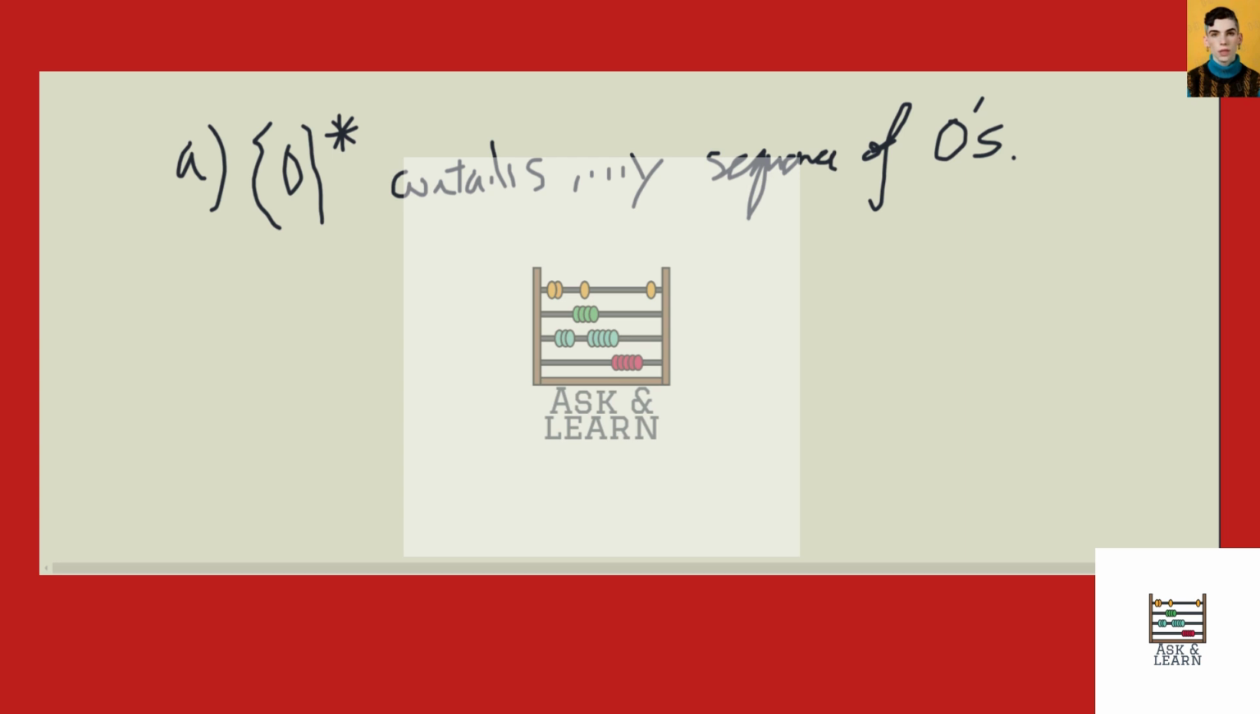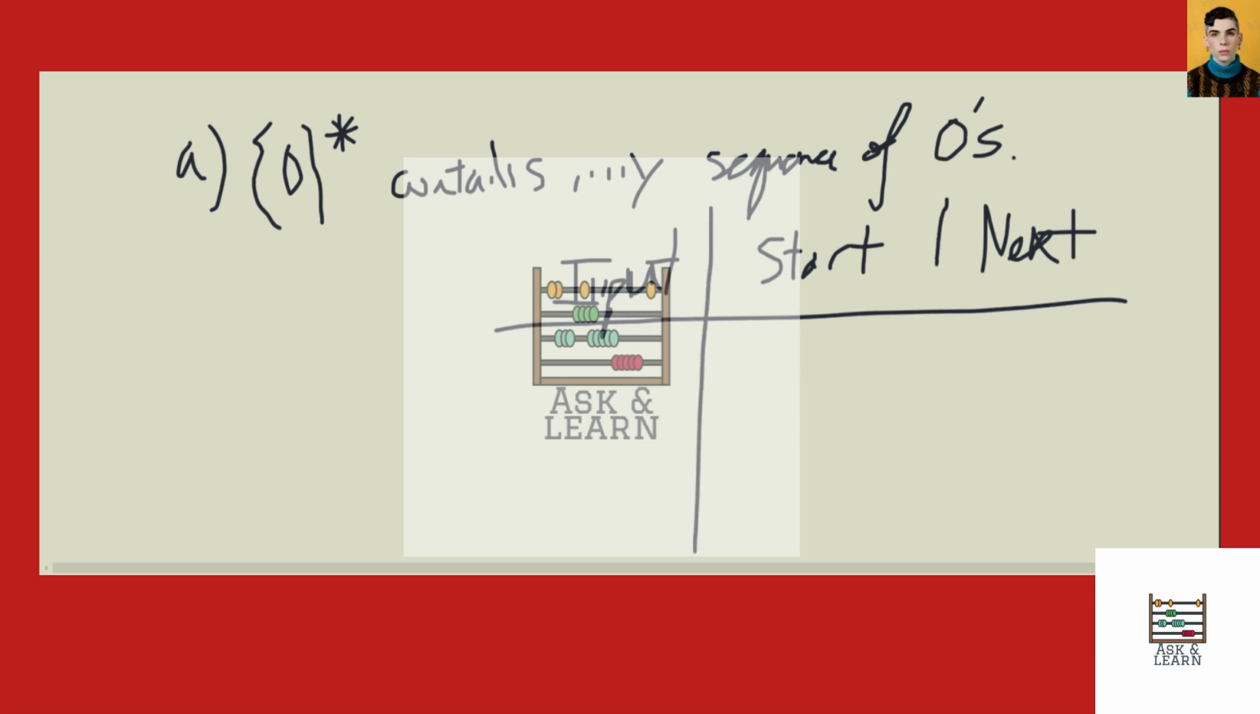And I'm going to draw a table with 3 columns. So we have the input, we have the start state, and we have the next state. So we see that if we take a non-empty string from this set, then the first input is going to be a 0, and of course our start state is S0, so it follows that the next state is S0.